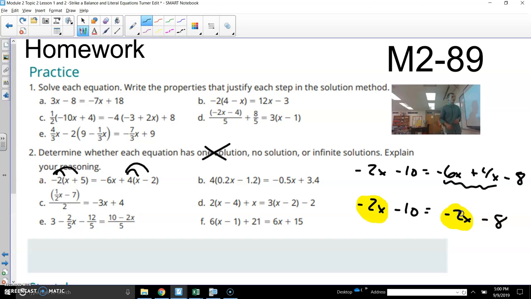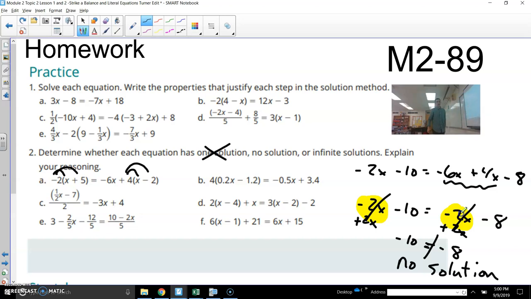In fact, if I go to put these together by using the addition property of equality, they cancel out completely because they're the same on both sides. However, -10 does not equal -8. It's not true. So that means this is no solution.